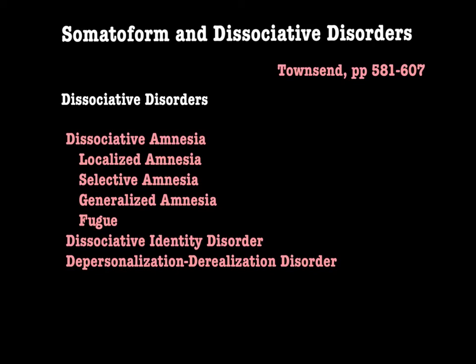A fugue state is a subtype of amnesia where there is sudden, unexpected travel, and that person can't remember who they are, or some of their past, or all of their past. And that's a fugue state. Very, very rare. Again, you might see it. Somebody walks into the emergency room as a Jane Doe, and they have a life somewhere else.